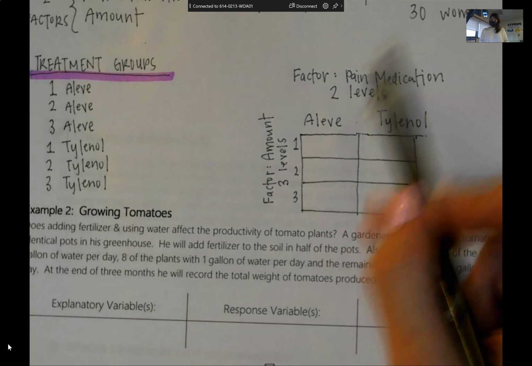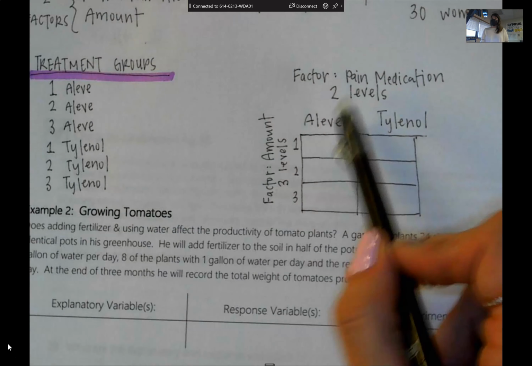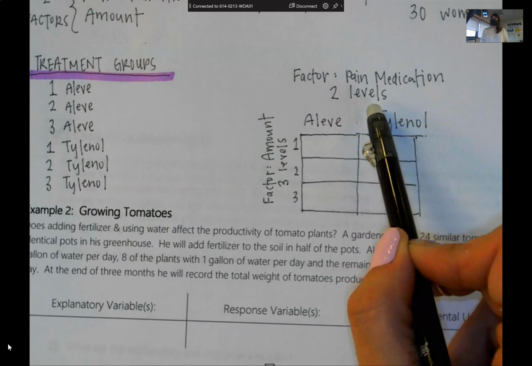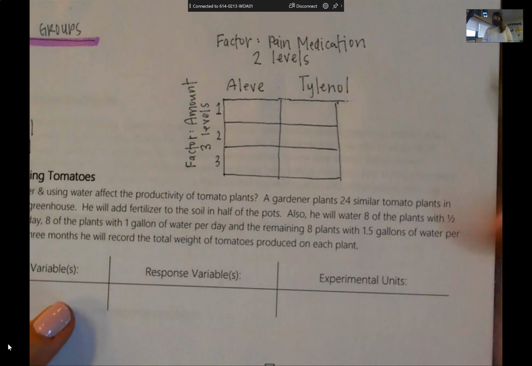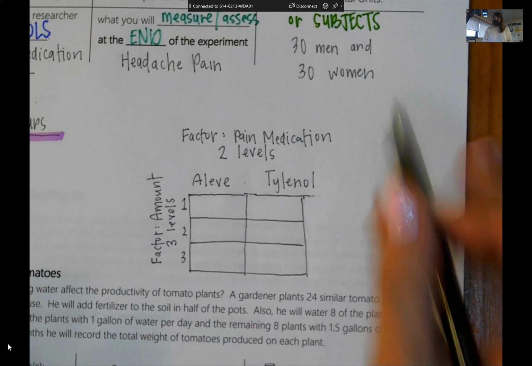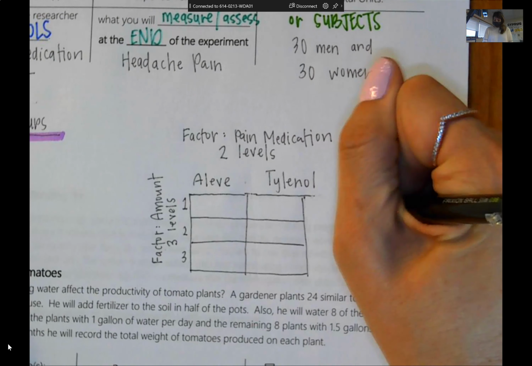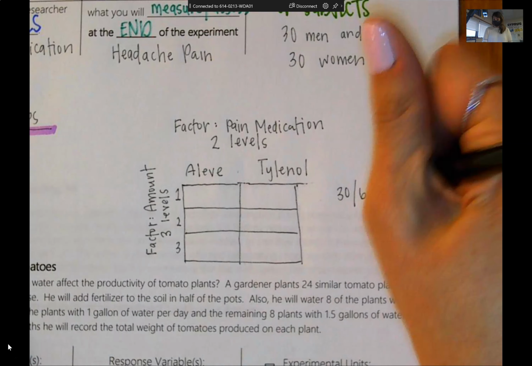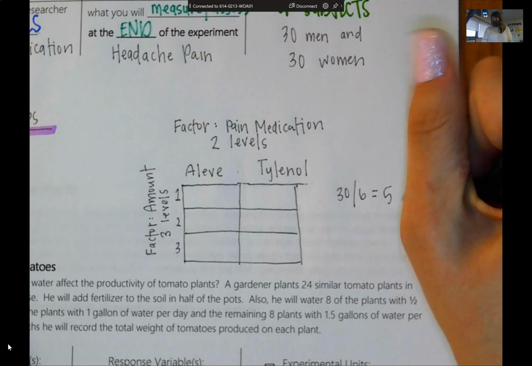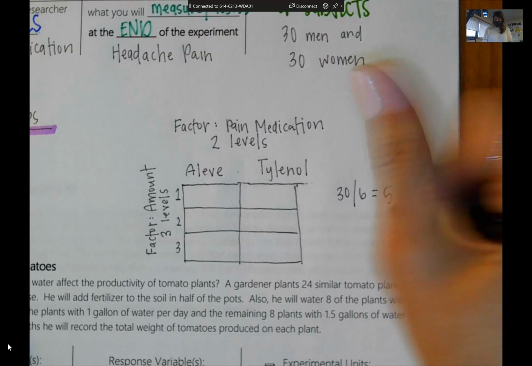So now we know that a factor can have more than 1 level, and often does. The last thing that we could determine is how many experimental units go into each treatment group. So if we know that there are 30 men and we have 6 treatment groups that they need to be divided into, we know then that we have to put 5 men in each group.